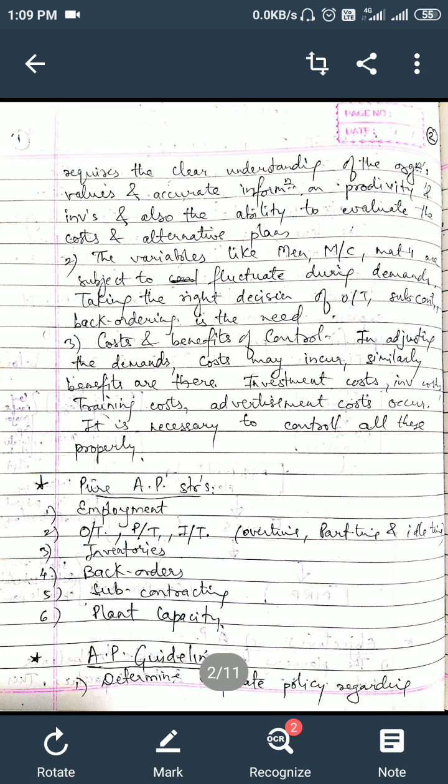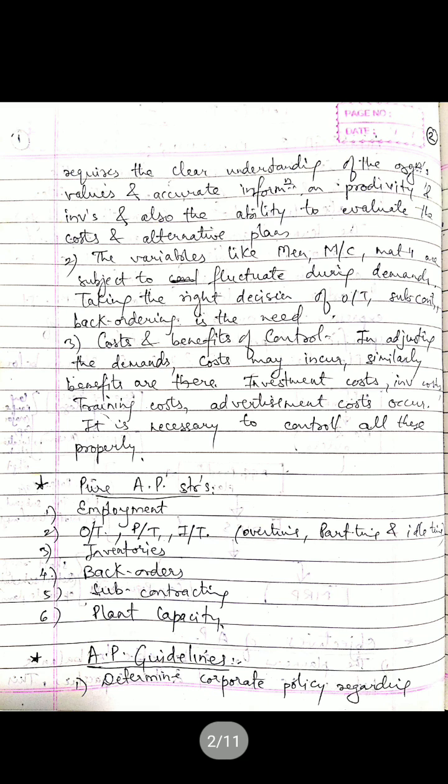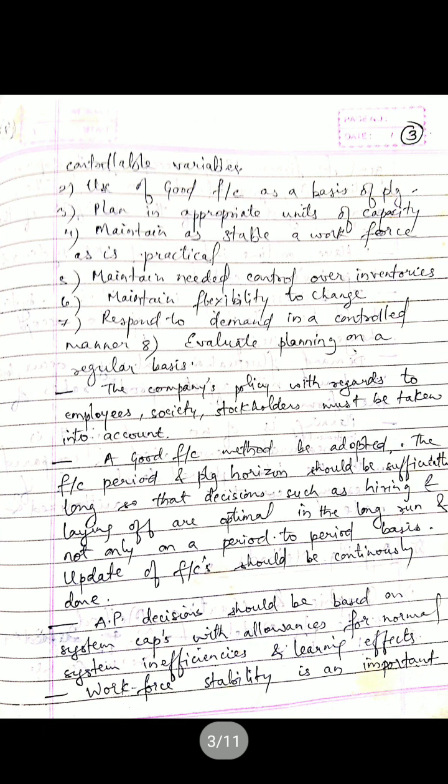Sometimes when the demands are high, some companies go for subcontracting to certain small companies. Certain companies go for increasing the plant capacities also. These are the various strategies of aggregate planning. Correct.